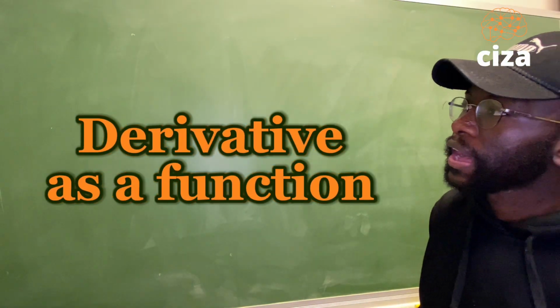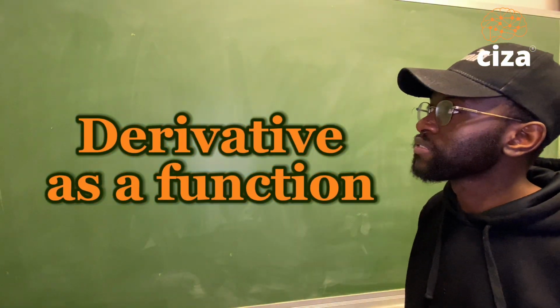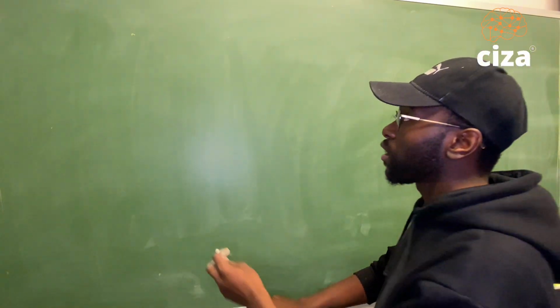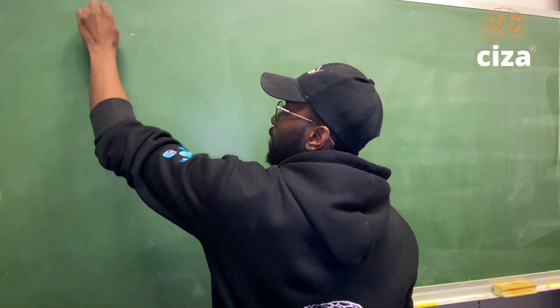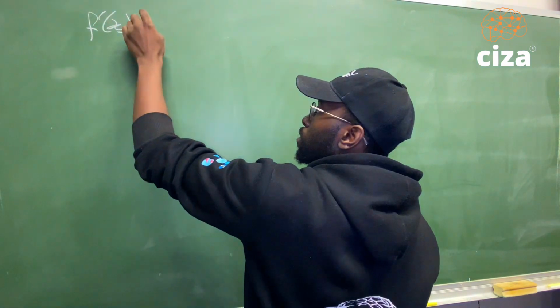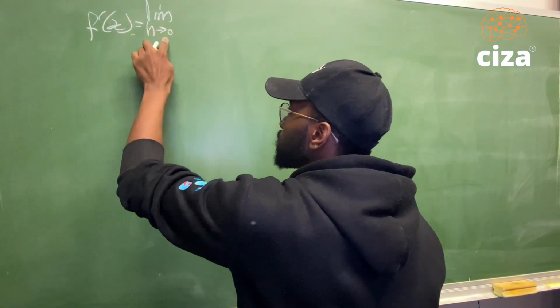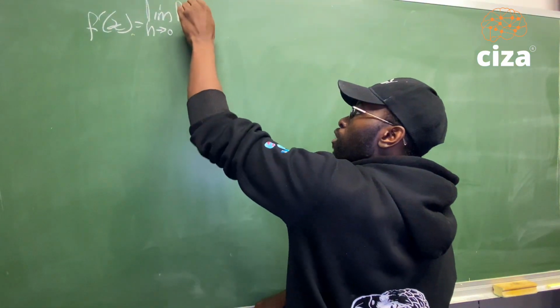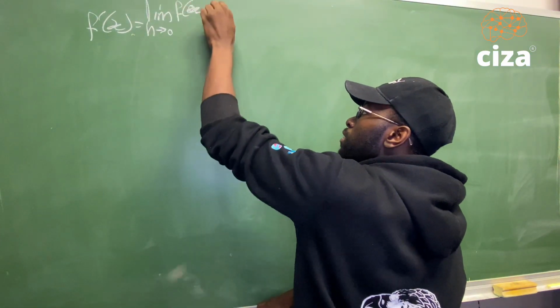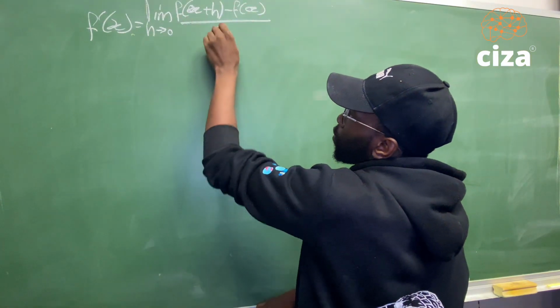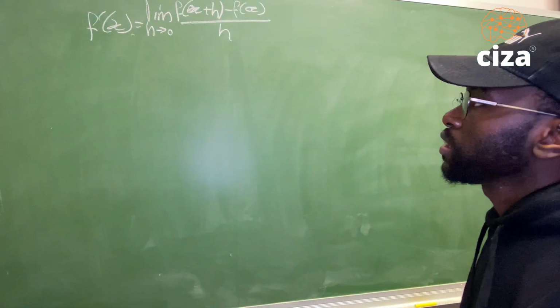Now, I want us to look at the derivative as a function. Let's write down. We find out that we can find the derivative by taking the limit as h approaches 0 of f at x plus h minus f at x all over h.